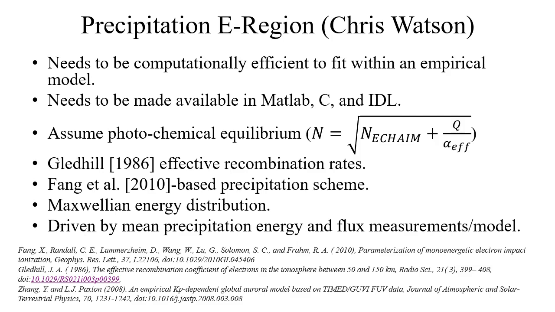We've used Gledhill 1986 empirical effective recombination rates as a simplified representation of the recombination that we need. And for our ionization rates, we've used a Fang et al. 2010 based precipitation scheme with a Maxwellian energy distribution that is driven by mean energy and flux, either measurements, in the case of, I'll show you some examples using SUSI and GUVI inferred data, or from our model, which I'll discuss in a few minutes.